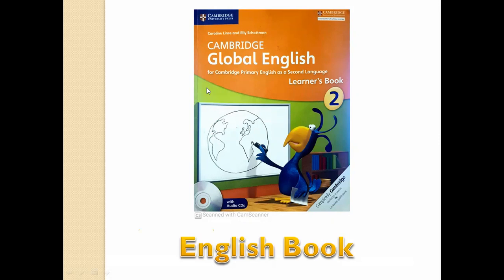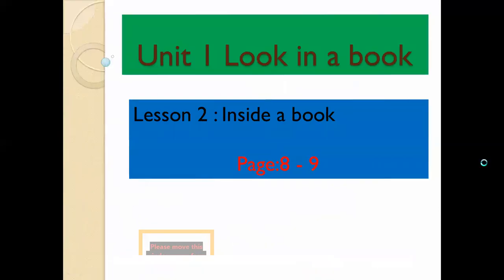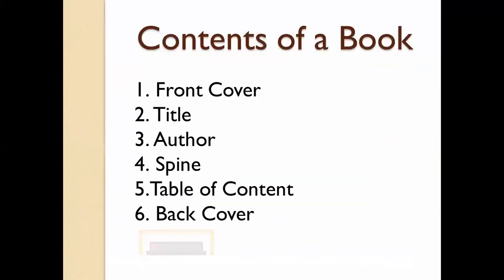Why? Because the English learner's book gives us different types of information. When we study the English learner's book, we get different types of information. It is not a storybook, it is not a fictional book, it is a non-fictional book. Non-fictional book means a book that gives us information.